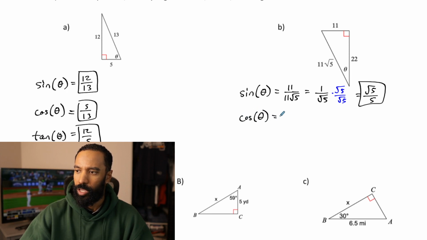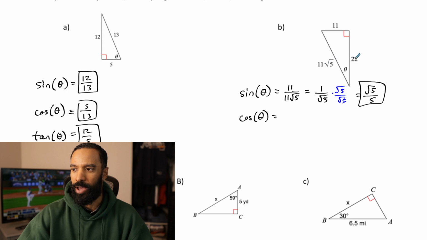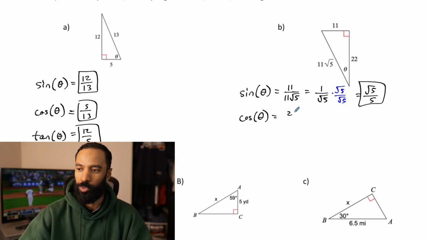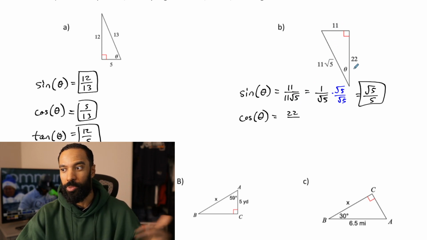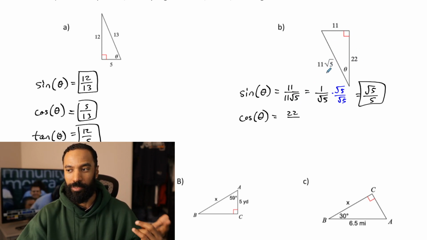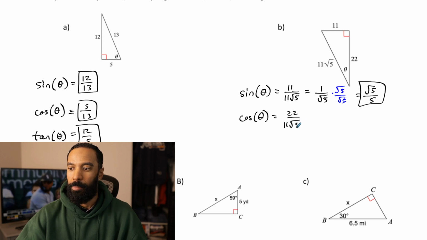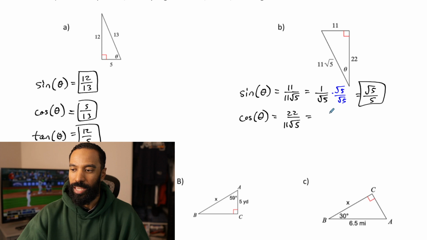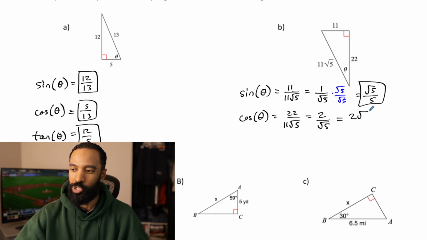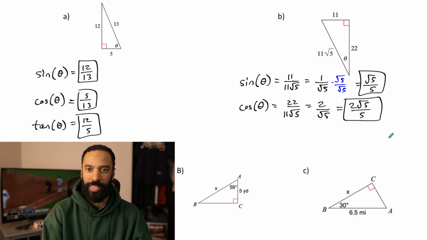Cosine of theta. This is the adjacent over hypotenuse. That's 22 over 11 root 5. I don't know what 11 root 5 is. I'm trusting that it's long. Well, I'm trusting through the Pythagorean theorem. These are the values, I guess. But it must be more than 22. Now, again, reduce these. That becomes 2 over root 5. When you rationalize this one, it becomes 2 root 5 over 5. Multiply top and bottom by root 5 there. You'll get that same effect.